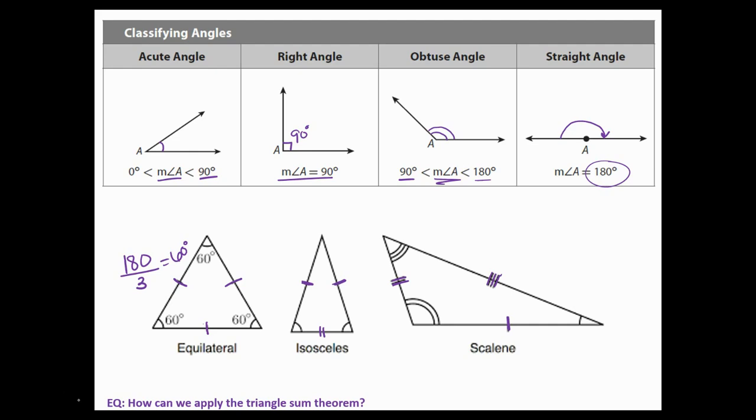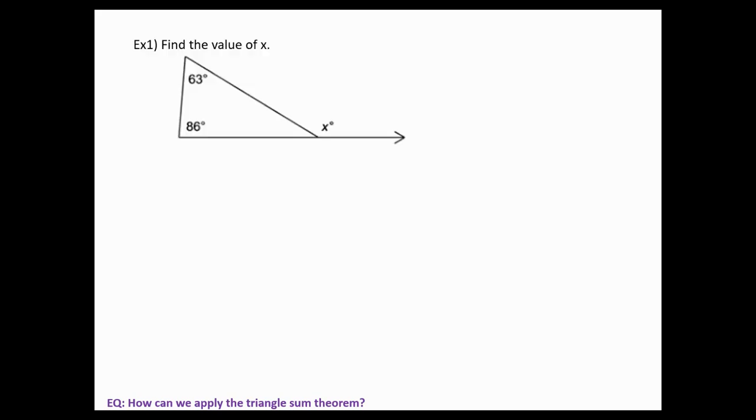Let's go ahead and, of course, I'm very unhappy with this, it just looks messy to me and I'm so picky. Okay, so that was 180 divided by 3 equals 60 degrees. Then we're going to do a problem that applies what we have learned about the triangle sum theorem. So answering that essential question, how can we apply it? We learned yesterday, day before, that all the angles of a triangle add up to 180 degrees.